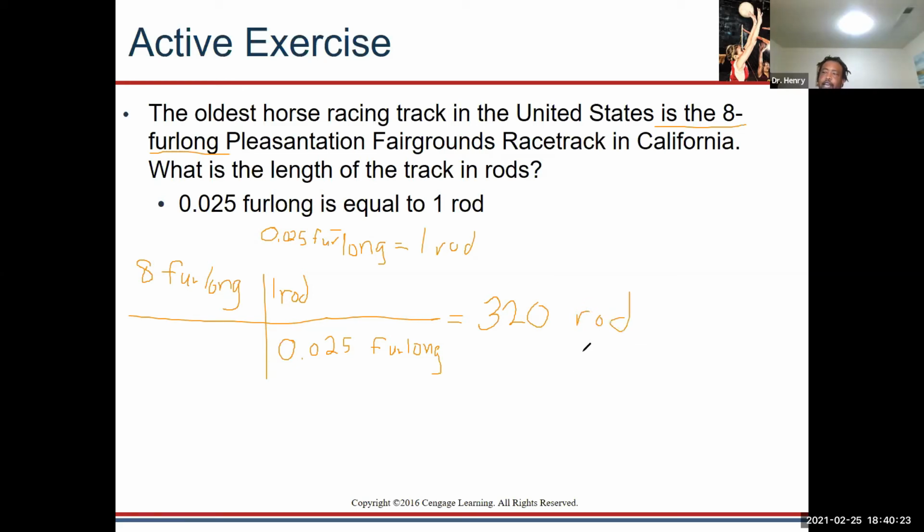So how many sig figs should I have? You need to have 1 sig fig, so 1. So 300 rods.